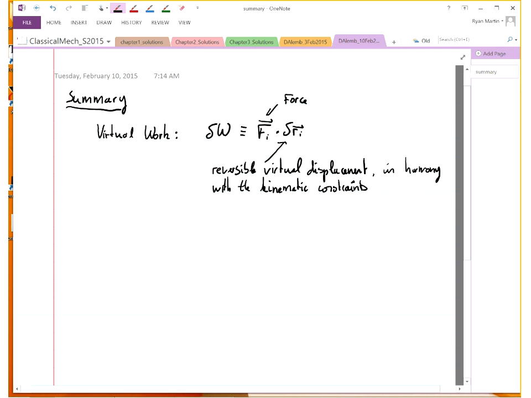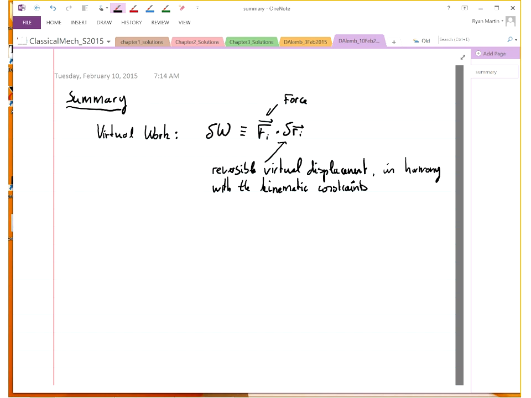What does it mean for a virtual displacement to be in harmony with the kinematic constraints? It means it's a virtual displacement, so it can be unphysical in that it's not the true displacement that the system would follow as time goes through. So it's virtual in that sense, but it must be in harmony with the kinematic constraints. It can't be unphysical, such as a block going through a wall.